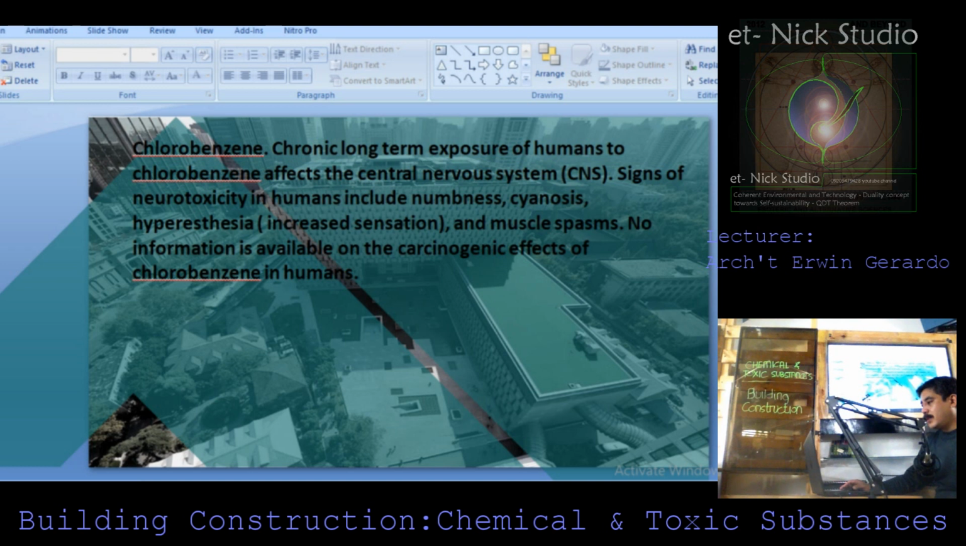Chlorobenzene. Chronic long-term exposure of humans to chlorobenzene affects the central nervous system, or the CNS. Signs of neurotoxicity in humans include numbness, cyanosis, hyperesthesia, or increased sensation, and muscle spasms. No information is available on the carcinogenic effects of chlorobenzene in humans.